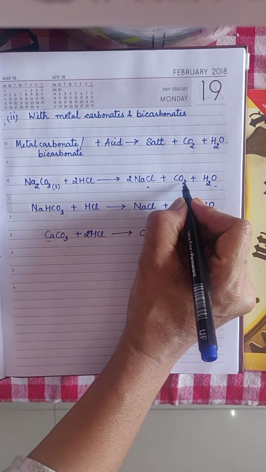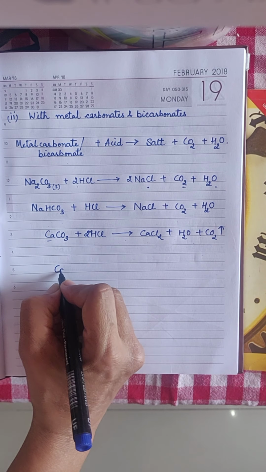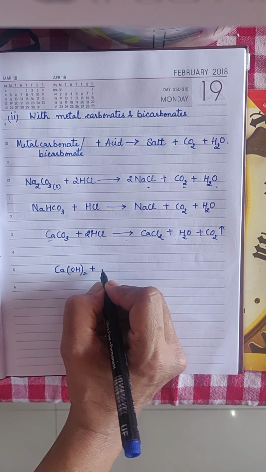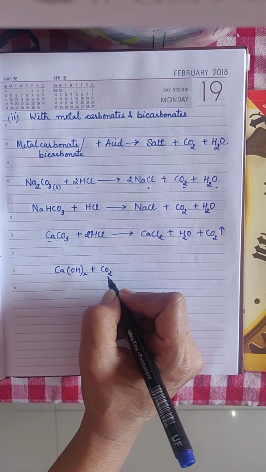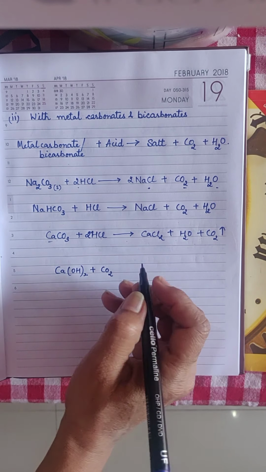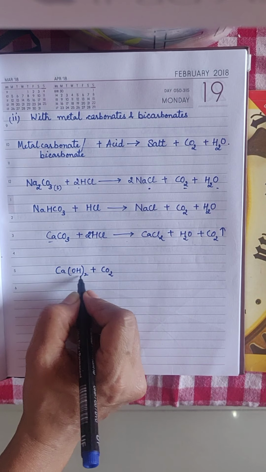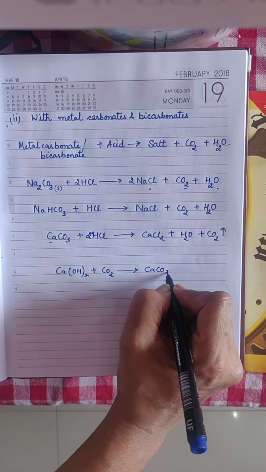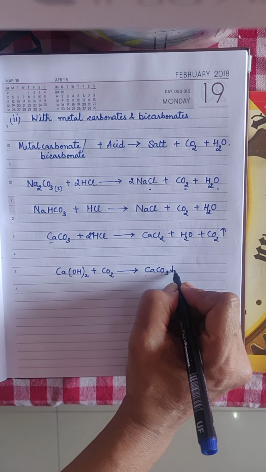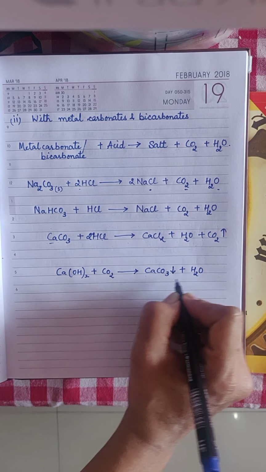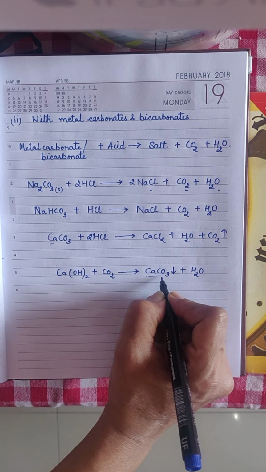Carbon dioxide gas produced in this reaction is passed through lime water. Lime water is calcium hydroxide. It should be freshly prepared. This should not be taken from a source where it was kept earlier. It has to be prepared freshly. When carbon dioxide is passed through lime water, a chemical reaction will take place and the solution will become milky because of the formation of calcium carbonate. Okay, and water will be formed. This will give milkiness to the solution.